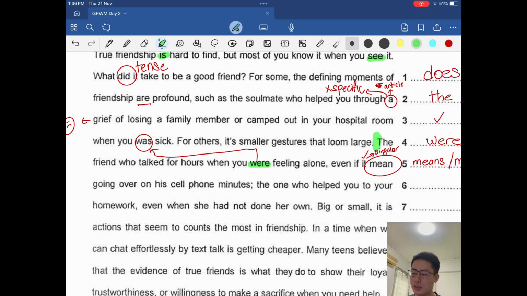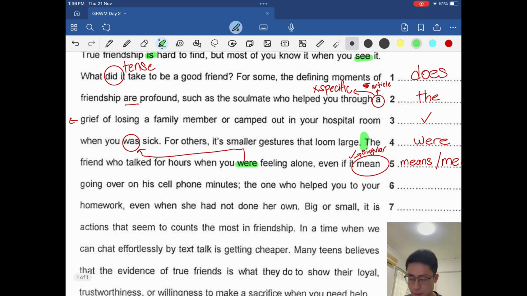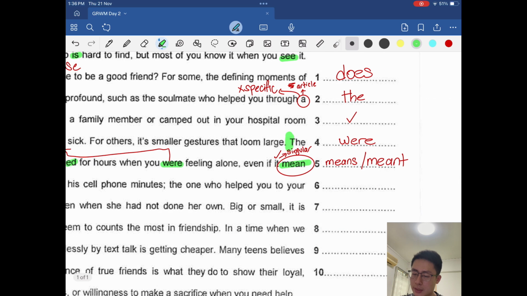Should it be in the present tense or the past tense? Okay. So we are actually doing a throwback now. We're throwing back to the past, when you have this good friend who was helping you out, when you were emo, when you were feeling alone. Everything here is actually in the past tense, right? Who talked for hours when you were feeling alone, even if it meant. So in this case, the correct answer should be in the past tense, right?